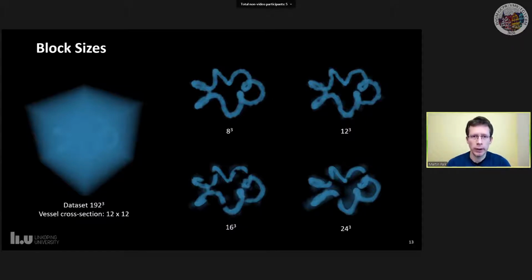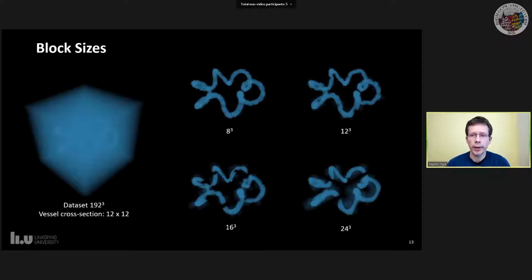24 cubed. And as you'll note, the sizes of 8 and 12 work best in this case, which is due to the fact that the vessel structure hidden inside the volume actually has a cross-section of roughly 12 by 12 voxels. So in a sense, these block sizes correspond to the features we are looking for.